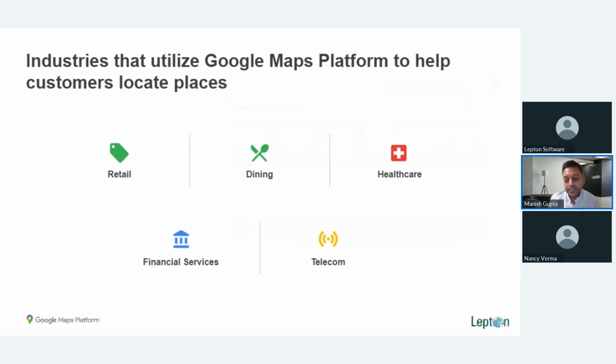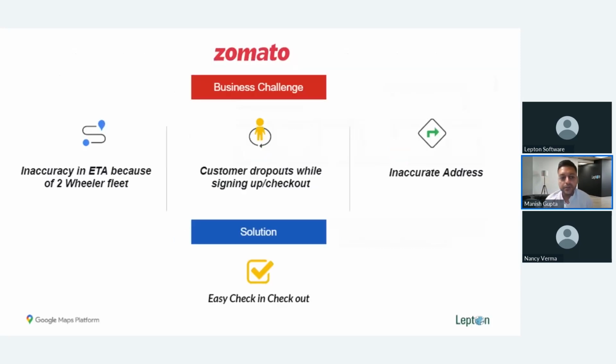Second case study I want to talk about is for Zomato. You probably would have seen when they launched how their application was compared to what it is now. There has been a great transition. During this transition, they had various challenges. One was that there was inaccuracy in the ETA because of the two-wheeler fleet, and all Google was giving at that moment was a four-wheeler response, and they had to do some extrapolation on the responses to give accurate ETA to the client for the delivery.